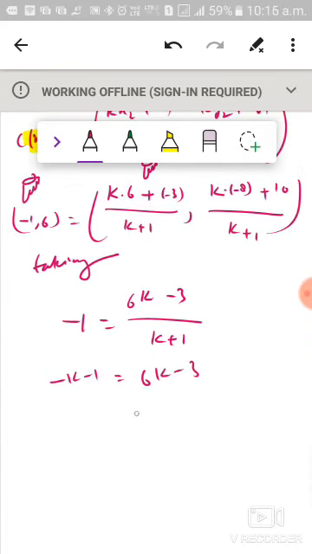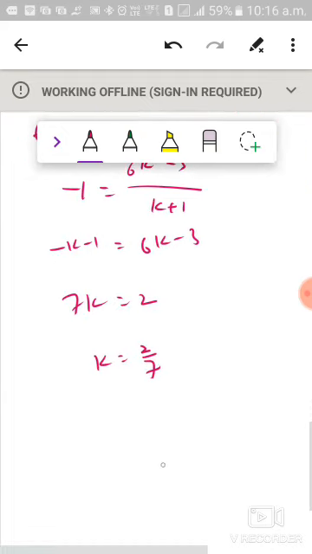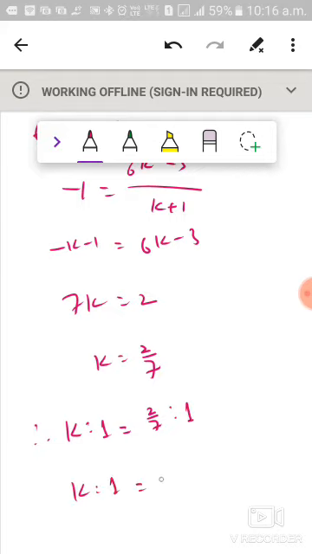Solving further, minus k transpose to right hand side, that is 6k plus 1k is 7k. And 3 minus 1 is 2, so k is 2 by 7. So we got the value of k. So therefore the ratio k is to 1, k divided by 1, k is 2 by 7. Any number divided by 1 is always the same result. We'll get that same number. So that is 2 by 7. It means our ratio is 2 is to 7.